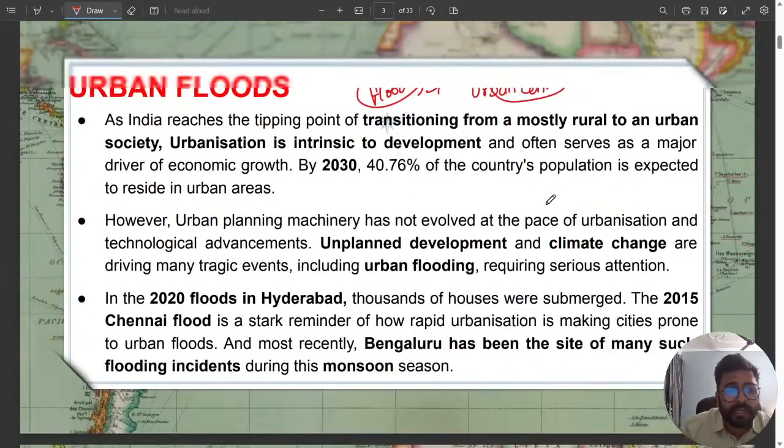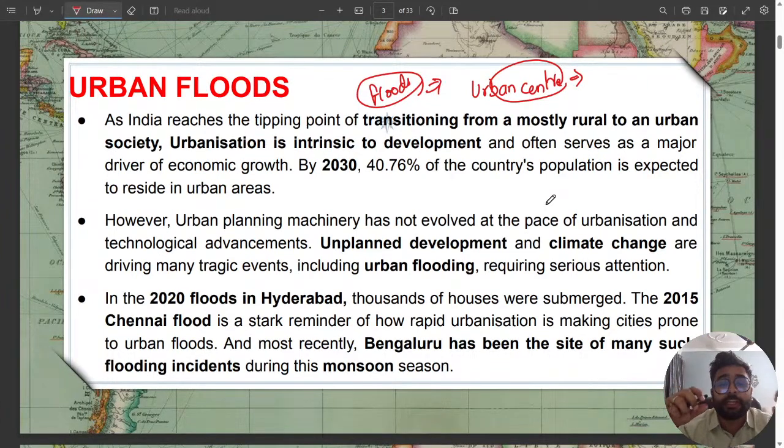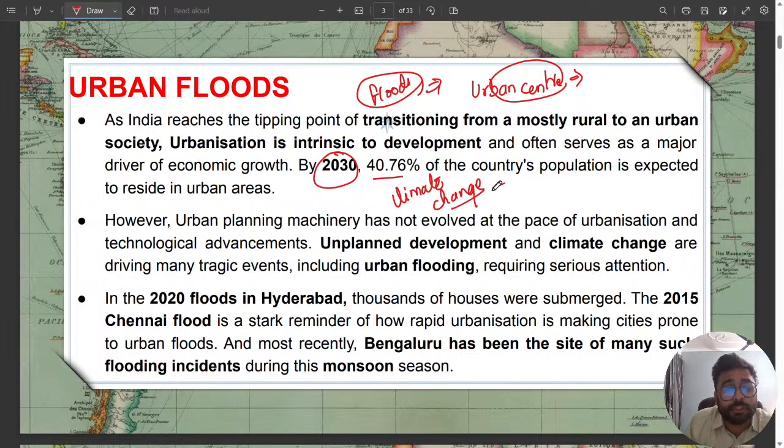So why are these intensities increasing? Because India is right now reaching those tipping points where we are transitioning all our tier 2 cities and tier 1 cities into modern urban centers. It is expected that by 2030, around 40.76% of the country's population will reside in urban areas. That means we need more urban areas to come up each year, that means we need to expand. But on the contrary, you will find that this expansion of urban centers is not happening in a planned way. So this unplanned development and the rising incidence of climate change as a phenomenon result in the problem of urban flooding.